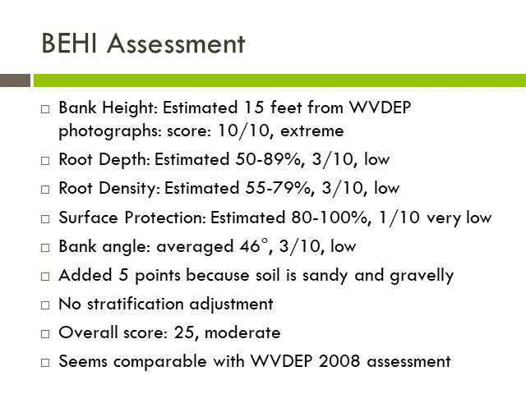Surface protection, since there was heavy vegetation, I estimated in the very low category, so it got a 1 out of 10. Bank angle, I averaged the two angles I came up with from my sketch and came up with 46 degrees, which was low. Not very low, but still pretty decent. And because the soil was gravelly and sandy, I added 5 points to the score and didn't have to adjust it for stratification because I couldn't tell that there was any. So it scored a moderate overall 25. And this seems consistent with the assessment that the DEP came up with in 2008.